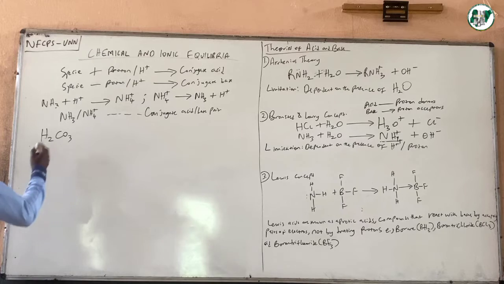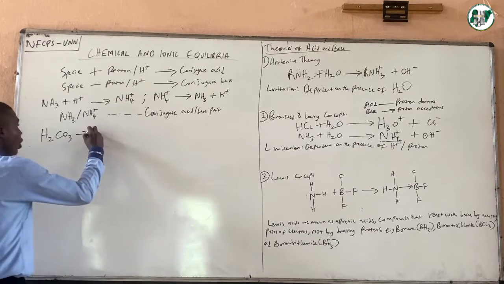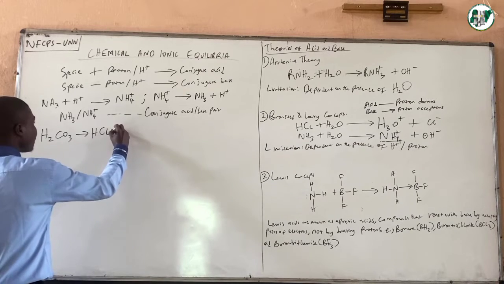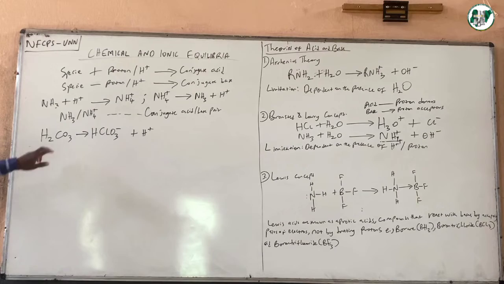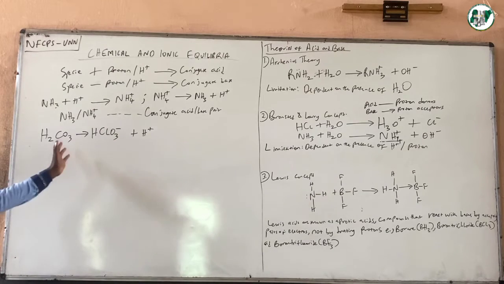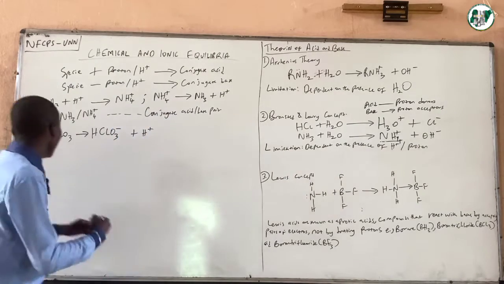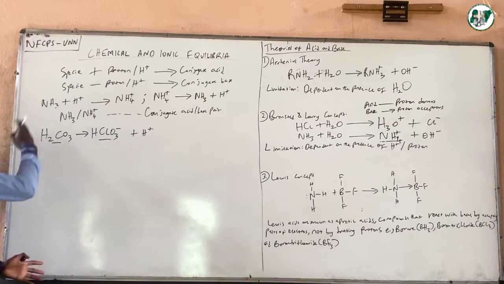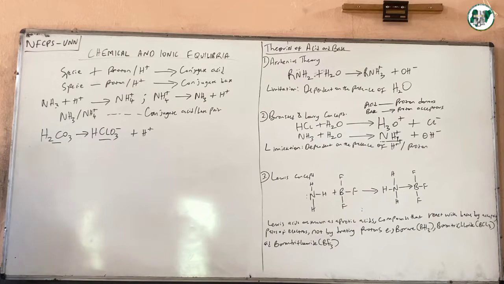Now H2CO3, when it loses a hydrogen ion, is going to be HCO3- plus H+. This one lost a proton, so when it loses a proton, what it forms is the conjugate base. So this is the acid and this is the conjugate base. If you do the reverse, this one will now be called the base, and this will be called the conjugate acid.